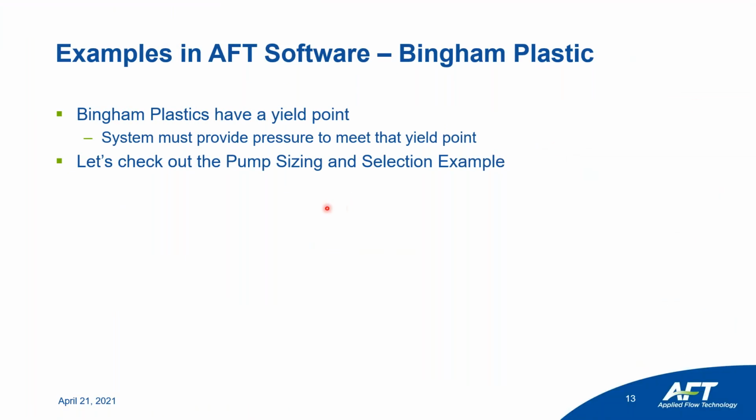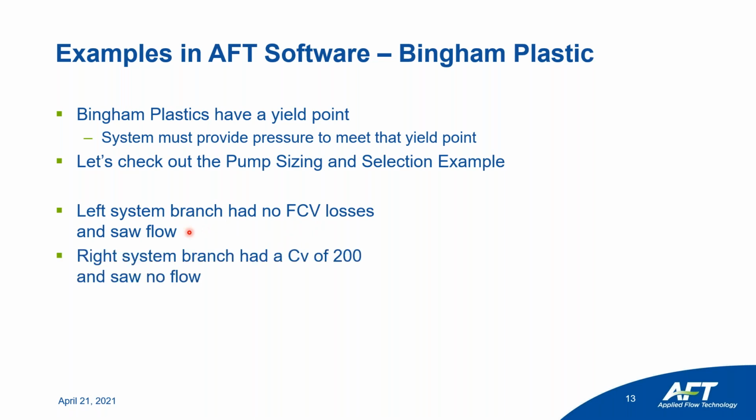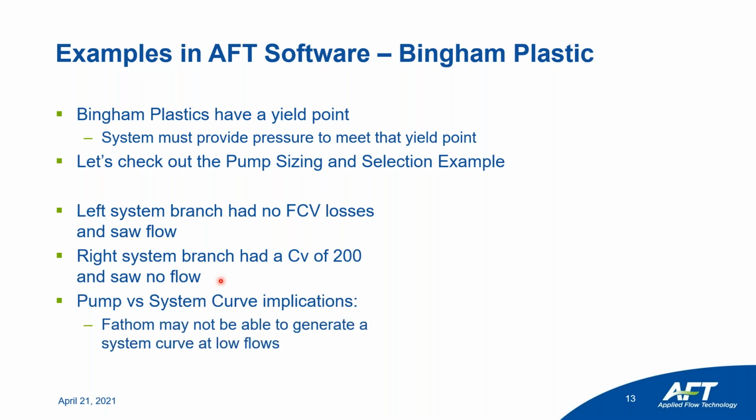So if we go back to our slides, as a brief recap, we can say that the left system branch had no losses at our control valve and saw some flow, while the right system branch had some losses at our control valve and saw no flow because it couldn't overcome that yield stress. And that has some interesting implications for a pump system curve. Specifically, that Fathom might not be able to generate a system curve at low flows. So if you think about that system, how parts of it saw no flow, if part of your system has no flow, like this example, a system curve might not be valid for those low flow rates.